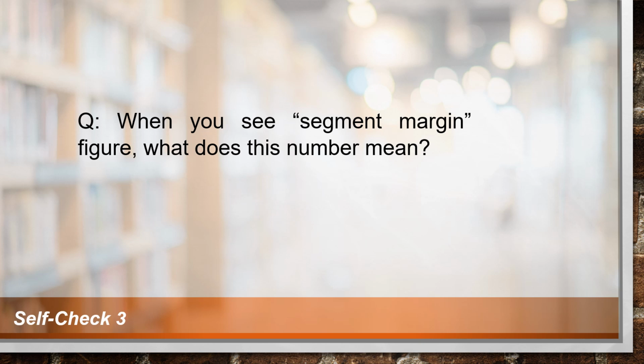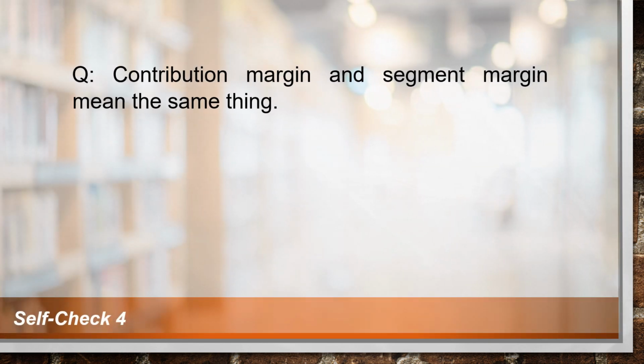Before we proceed, let's have self-check number 3. When you see a segment margin figure, let's say 50,000, what does this number mean? Just answer in a brief sentence or a phrase. Self-check number 4. Question: contribution margin and segment margin mean the same thing. Is this true or is this false?